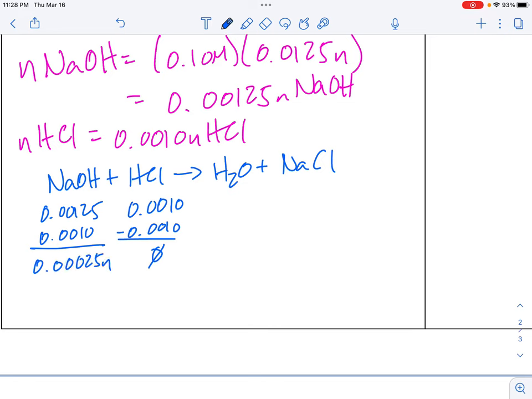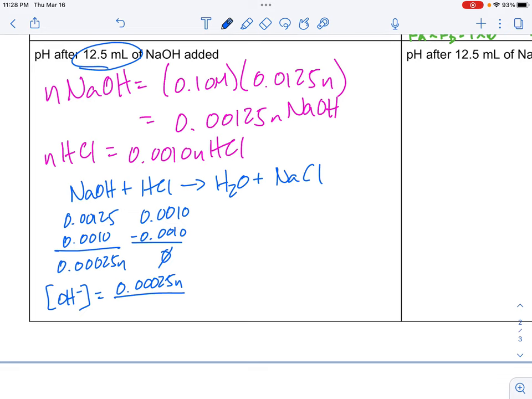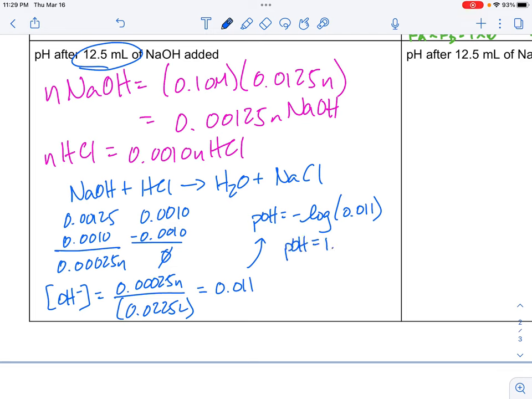Now we can figure out our concentration of hydroxide. We have 0.00025 moles. And now what we need to think about is what's our total volume? We had 10 milliliters of HCl, and we have 12.5 milliliters of base that we added. So we actually had 22.5 milliliters, or 0.0225 liters. When we calculate this out, we get 0.011. And from here, we're going to take that to figure out the pOH. So negative log of 0.011, and our pOH is going to be 1.96. So for our pH, we're going to take 14 minus 1.96, and we get 12.04.